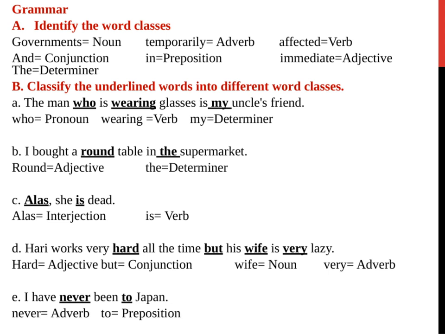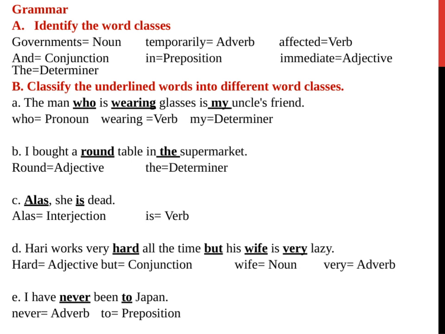In sentence A, who is a pronoun, wearing a verb, and a determiner. This shows how pronouns replace nouns. Verbs express actions, and determiners specify nouns. In sentence B, round describes a shape, so it's an adjective, and there's a determiner pointing out a particular table.